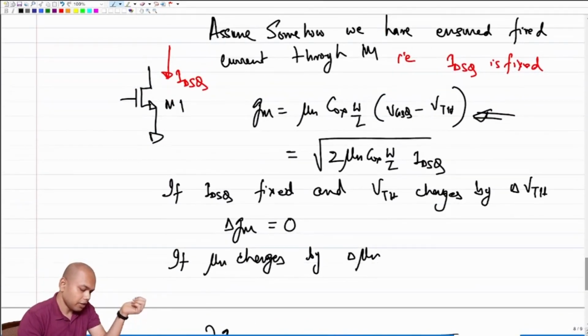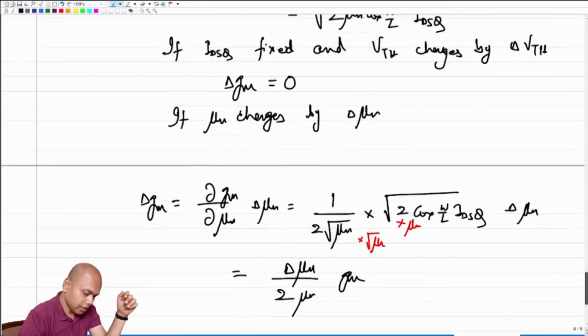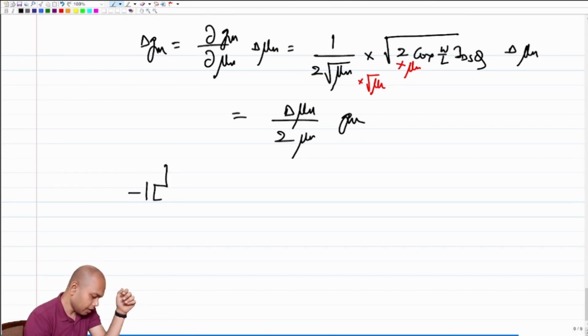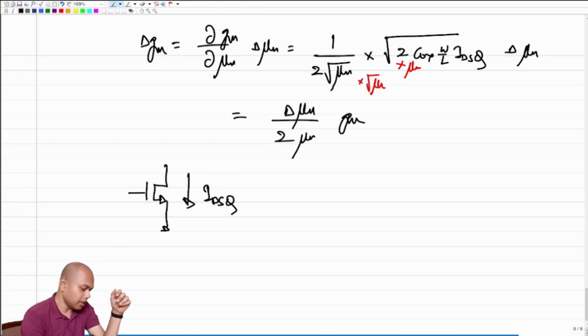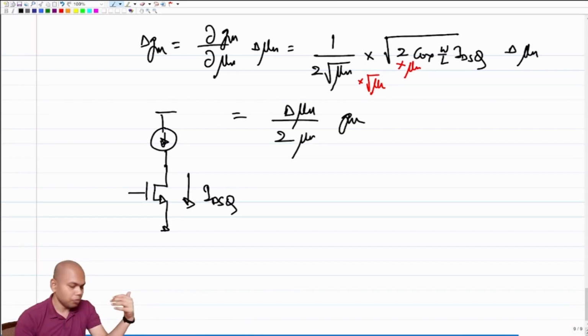The answer to that is you have to appreciate what is happening in this network. Let's take a deep dive into this. When we say the current is fixed, what am I implying? I'm implying that probably there is a current source somewhere which is pushing current into the device, somehow fixing it.